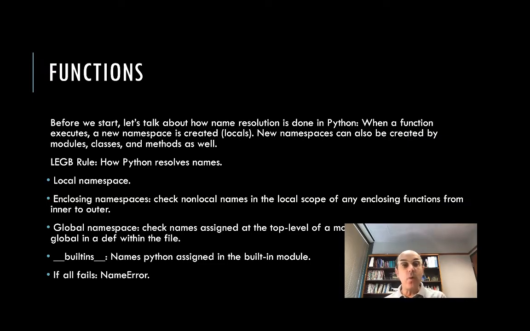I want to start today with functions. When a function executes, a new namespace is created, which is the local namespace. A new namespace can also be created by a module, class, or methods as well. When we are using functions, we have different types of scope. We have local, which runs in the local space, but we also have a global namespace that applies to all spaces, regardless of where it is located. Built-in is the scope of built-in modules. If a name is not found, it raises a NameError.